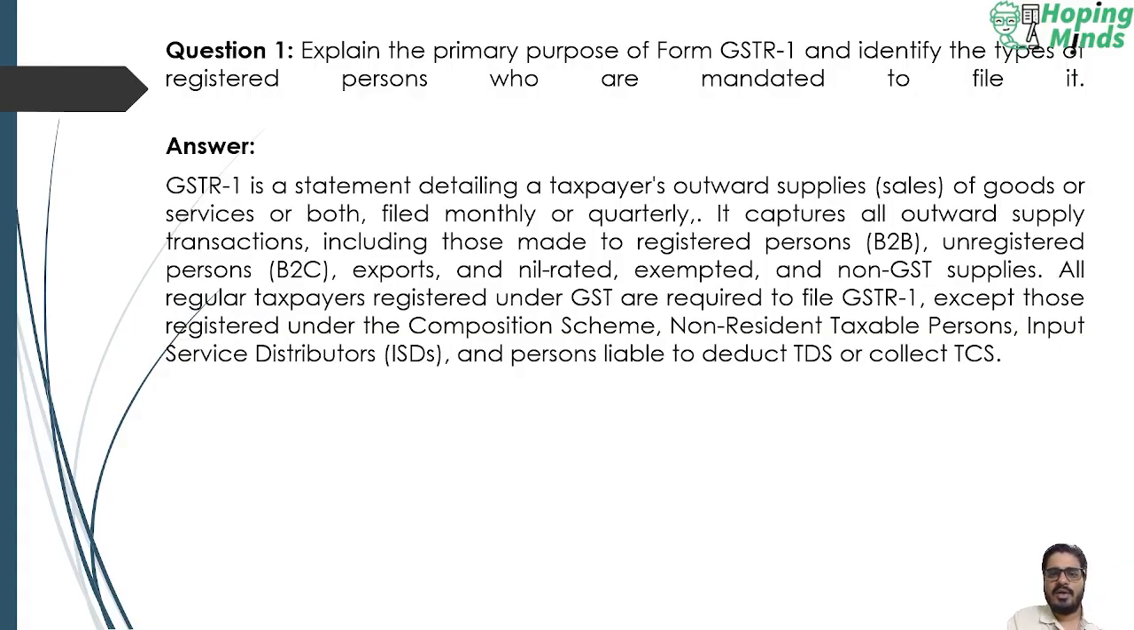So as per the slide, GSTR1 is a statement detailing a taxpayer's outward supplies, that is sales of goods or services or both. It is filed on a monthly or quarterly basis as opted by the taxpayer. It captures all outward supply transactions, which includes those made to registered person, that is B2B supplies, then unregistered person, that is B2C supplies, then exports, and nil rated, then exempted supplies and non-GST supplies.